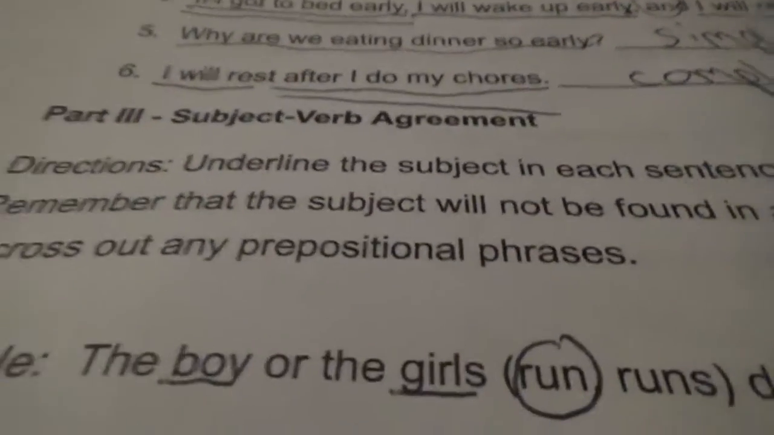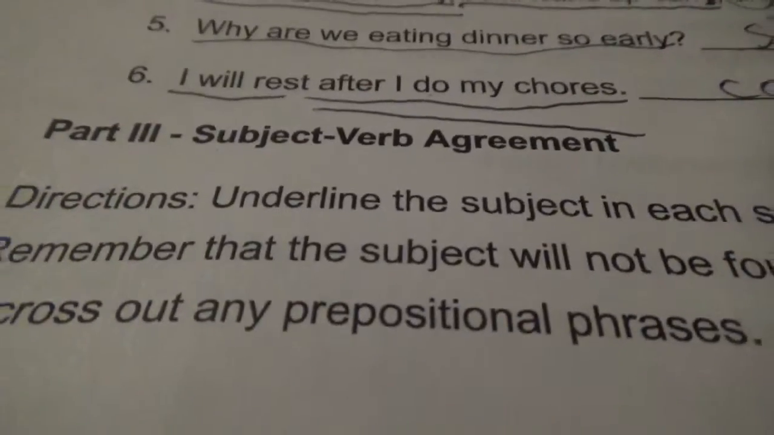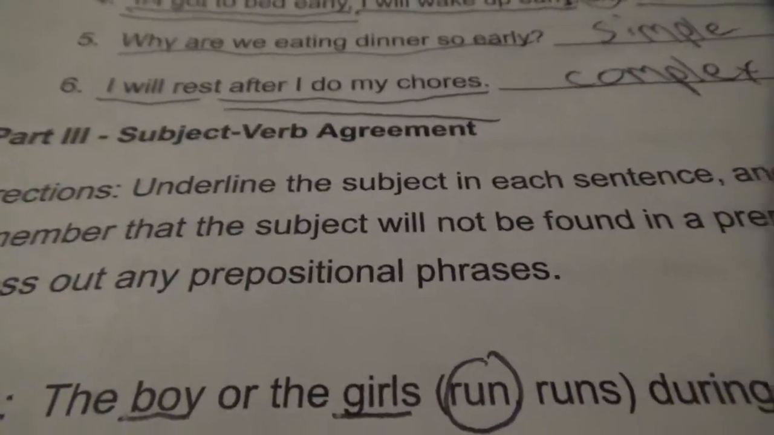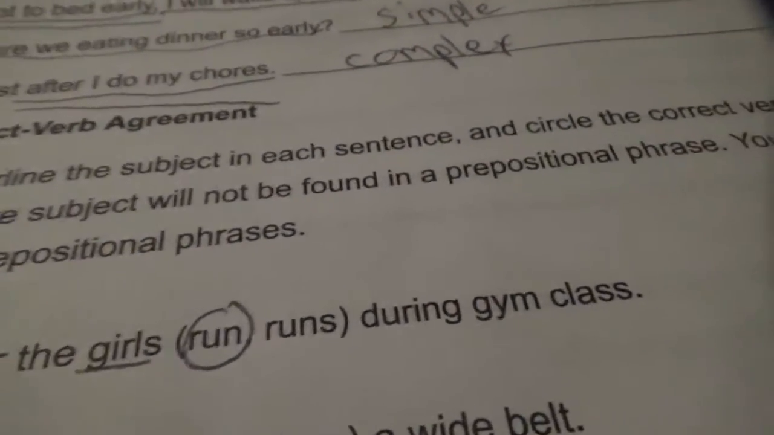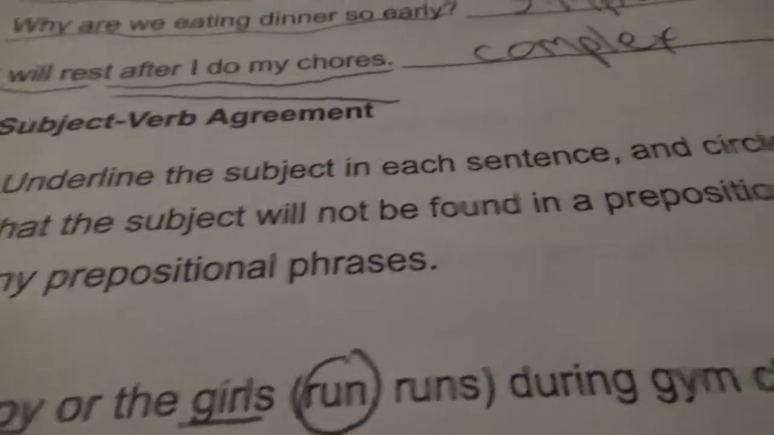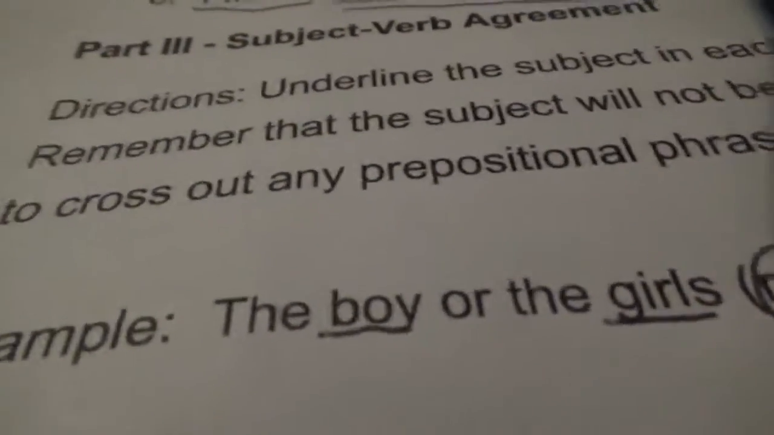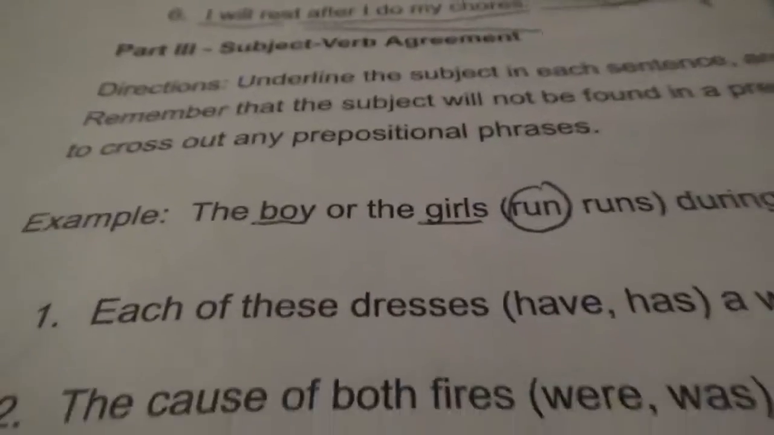Okay, let's look at part 3, subject-verb agreement. Underline the subject in each sentence and circle the correct verb. Remember that the subject will not be found in a prepositional phrase. You might want to cross out any prepositional phrases or put them in parentheses. Let's look at number 1.